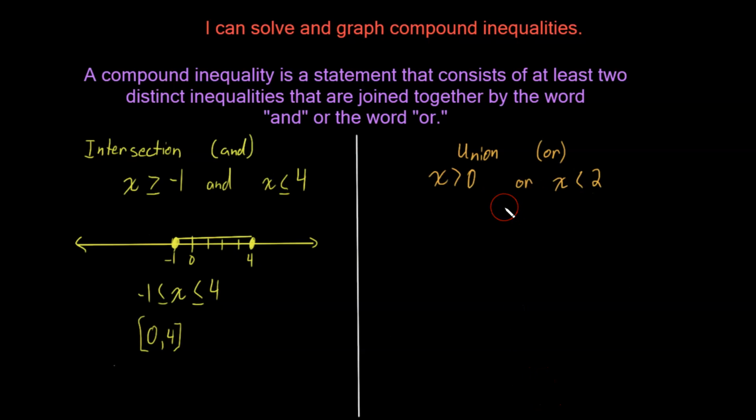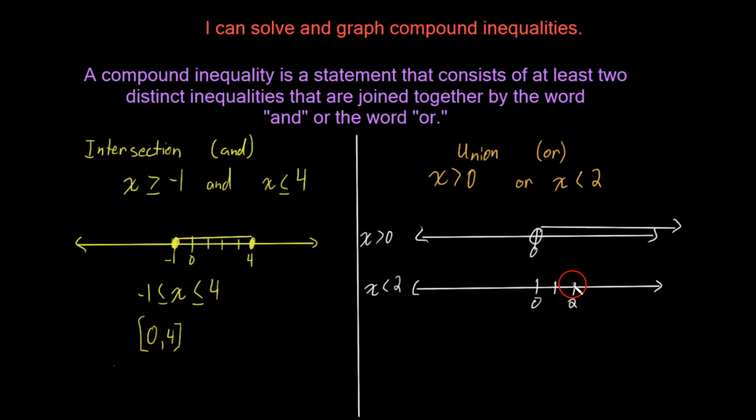So another example of union would be x is greater than 0 or x is less than 2. Let's look at these on their individual number lines. We're looking at x is greater than 0, so we'd go right here, and we're moving to the right. Now let's look at x is less than 2 on the number line. So we would find 2. We know x is less than 2, so we're moving to the left.